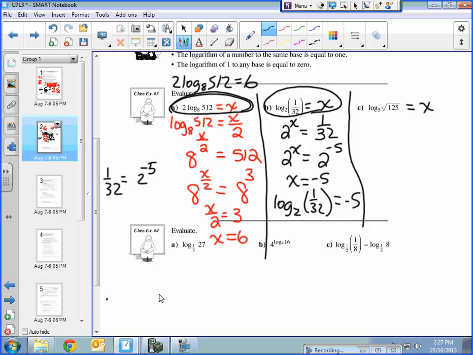Same idea to start off with, okay? So put this into exponential form. 5 to the x equals the square root of 125.